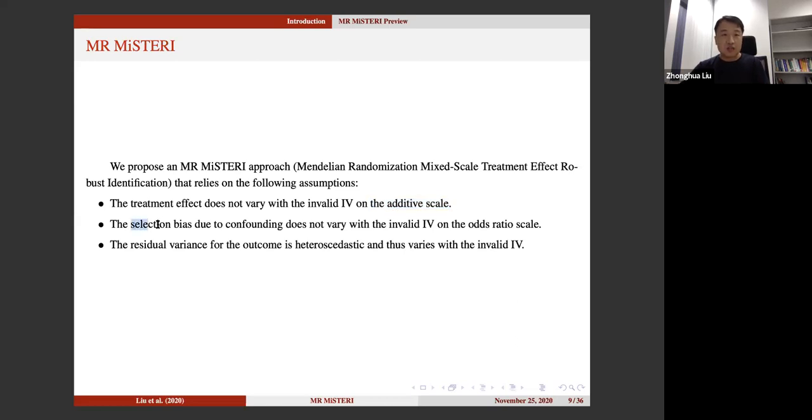The second is the selection bias. The selection bias measures the association between the treatment and the potential outcome under no treatment. This selection bias due to confounding does not change across levels of the invalid IV on the odds ratio scale. So they're on different scales, and that's the key point here. Causal effect is on the additive scale, bias is on the odds ratio scale. The last one: the residual variance of the outcome, not the exposure, the outcome, is heteroscedastic and thus must be dependent on the invalid IV. Okay, so we will go to details.